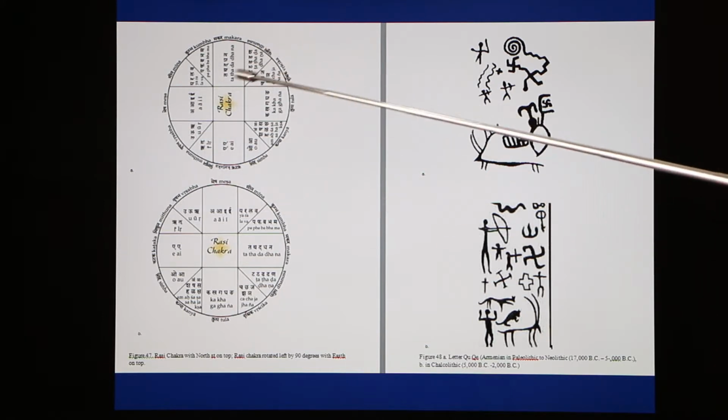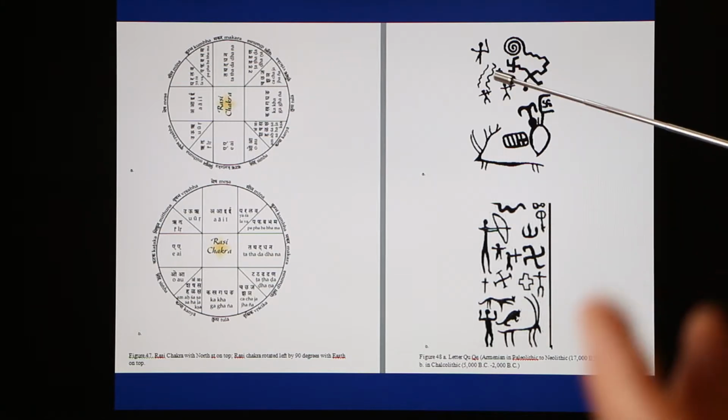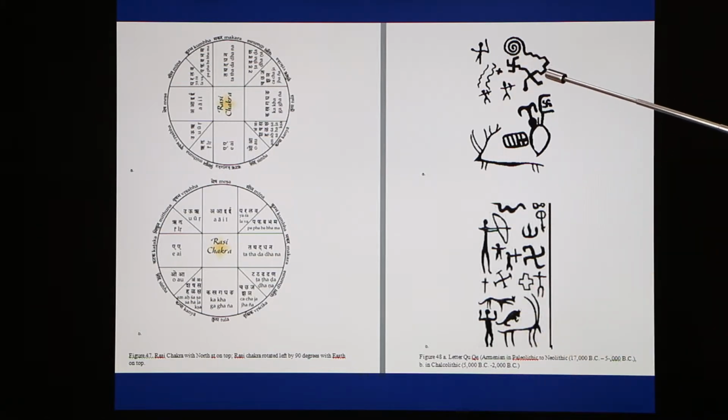Well, here is a Razi chakra with the letters that we saw, and here are 2 versions of the Armenian, 17,000 BC and 5,000 BC. Here the swastika is going this way, and then it's reversed. And these are both with relationship to QU or QE.